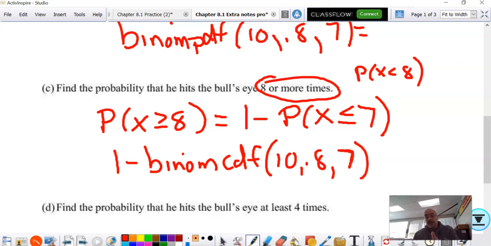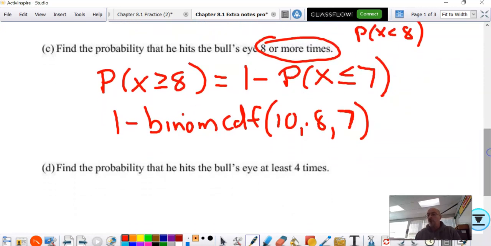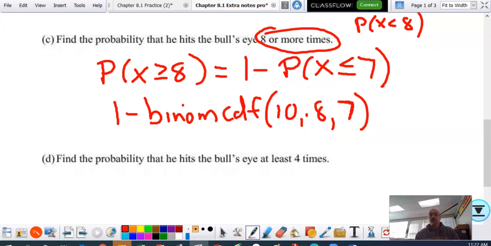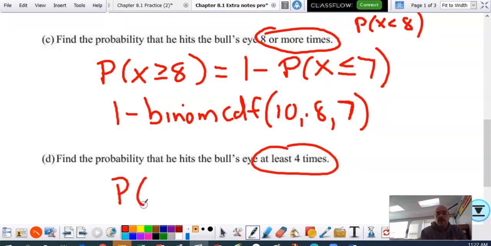A 7. This is where people generally screw up when they do the complement. Be careful, think about it. Okay, the complement of 8 or more is 7 or less. Okay, at least 4, so that would be the probability. At least 4, okay, means 4 or more, right? At least 4 means 4 or more.